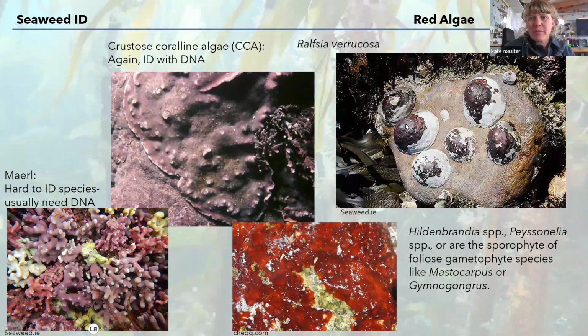And then here's an example of a brown encrusting seaweed, and that's Ralfsia verrucosa. Here, found on limpets.